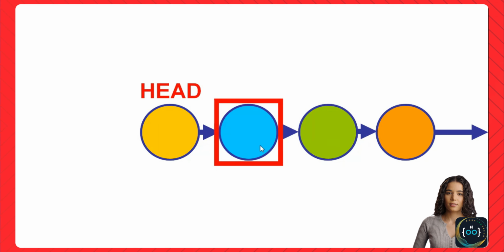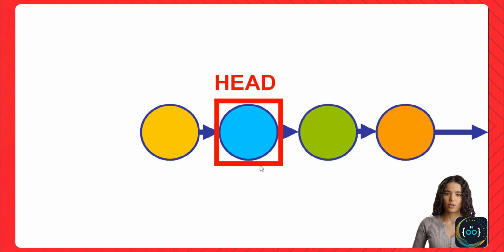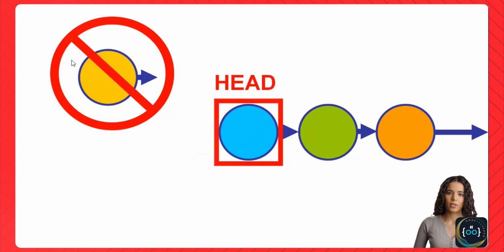This blue node will have to be the new head, because we are removing what used to be the head. The linked list has to have a head, the first node that we are going to use to reach or get to all the other nodes in the sequence. So we need to assign this node, the blue node, as the new head node. And that will automatically detach the old head node from the data structure.